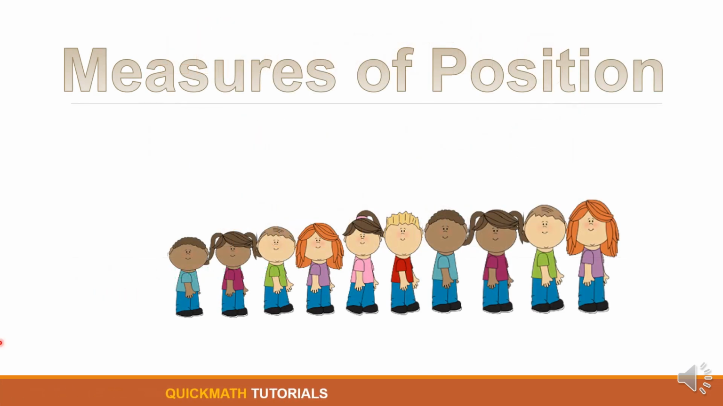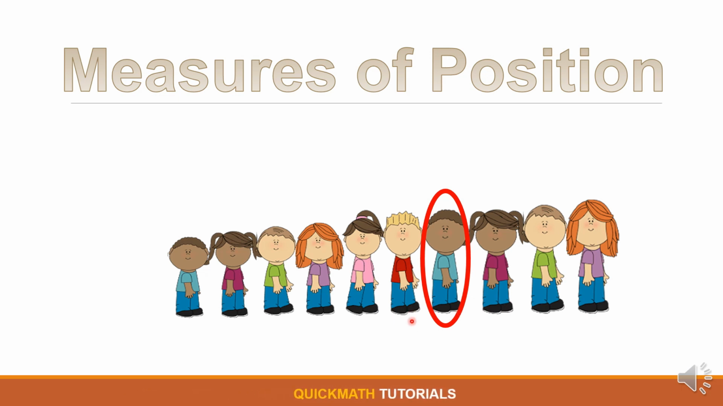When we say measures of position, one example is, suppose there are 10 students forming a line in ascending order from left to right. If you are the fourth tallest student, so this is you. Therefore, there are 6 students who are shorter than you. It also means that 60% of the students are shorter than you.